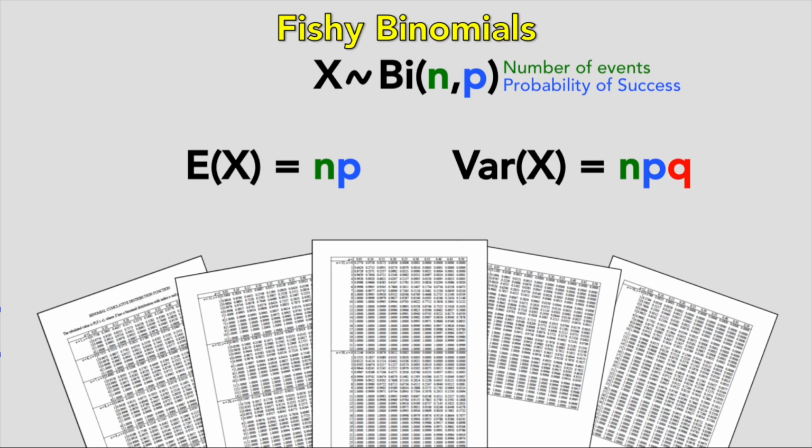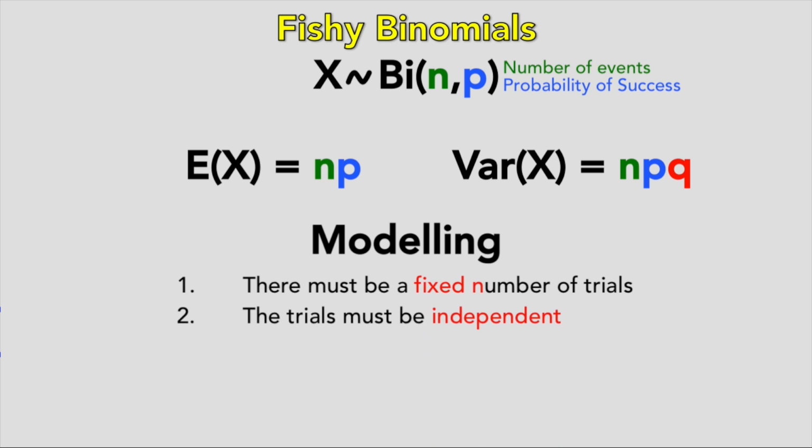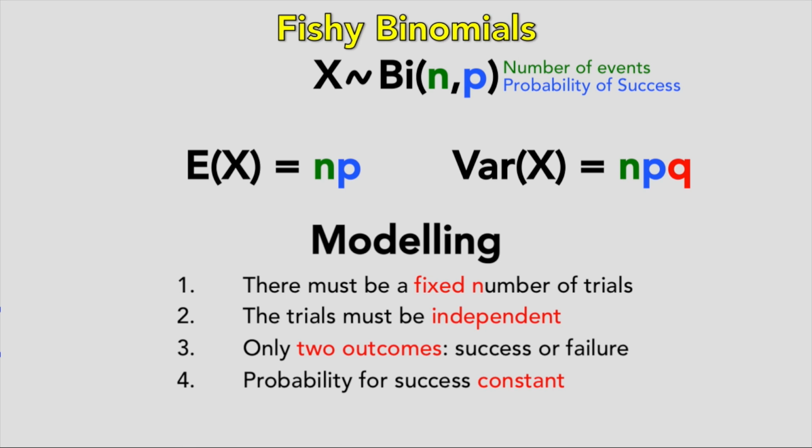Now, you will probably have to model a problem using binomial expansion. There must be a fixed number of trials. The trials must be independent. There can only be 2 outcomes, success or failure. And finally, the probability of success must be constant. But don't get us wrong.